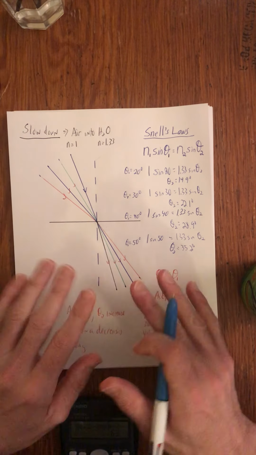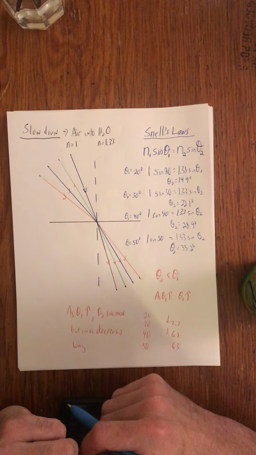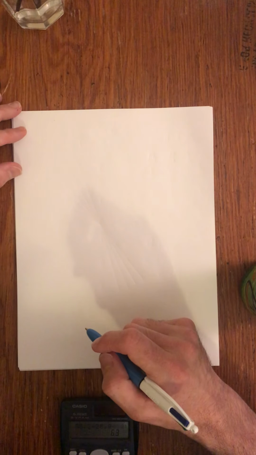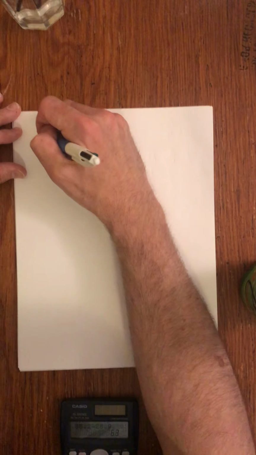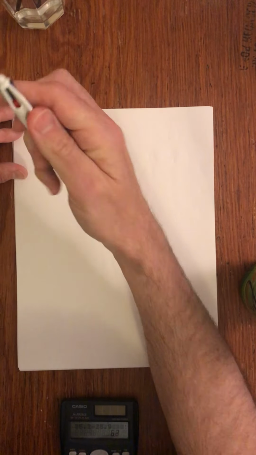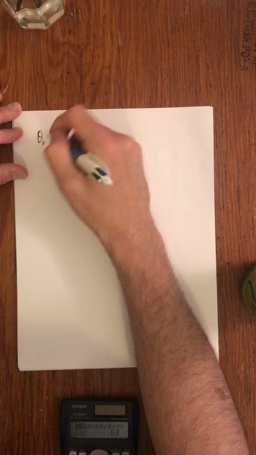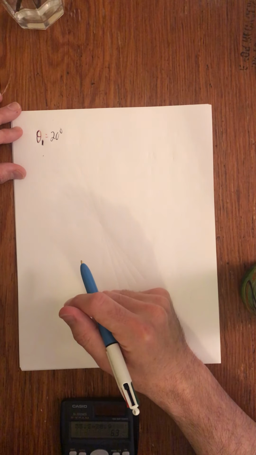All right, so let's look at a couple of other examples of slowing down, and then we'll look at speeding up in a different video, actually. Okay, so what we were looking at is from air into water, and looking at different angles. What I want to do now is go from different materials into different materials, but at the same angles. So in each case, I'm going to use theta 1 equal to 20 degrees, and we'll look at different materials there.